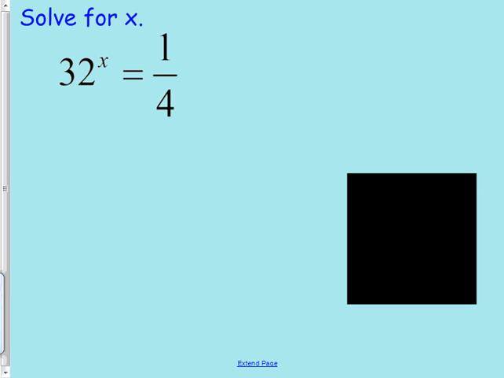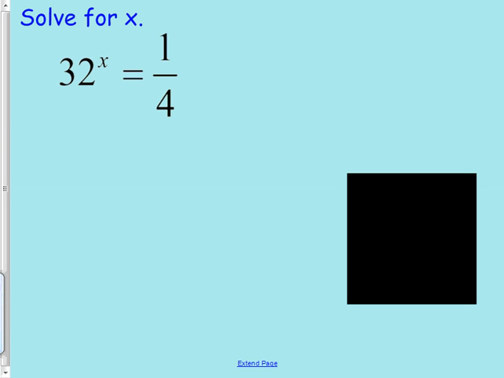All right, so get to this one. 32 to the x equals 1/4. So you ask yourself, can I make these into something to a power? And you can, but it's a little trickier. 1/4, could you make that as something to a power?